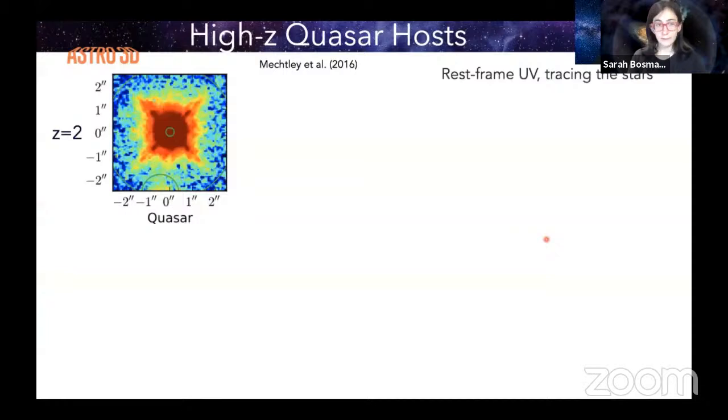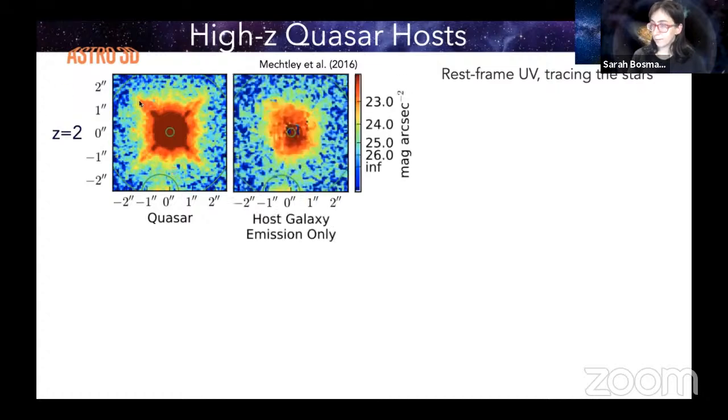So here we have again an HST image of a redshift 2 quasar. You can see now that quasar emission is really starting to dominate the image that we see. And so the way that you can try and detect the underlying galaxy emission is by doing some advanced modeling. By modeling the PSF of the telescope to account for the quasar emission, you can basically subtract off the quasar and see what's left underneath. And so this has worked really well at redshift 2.